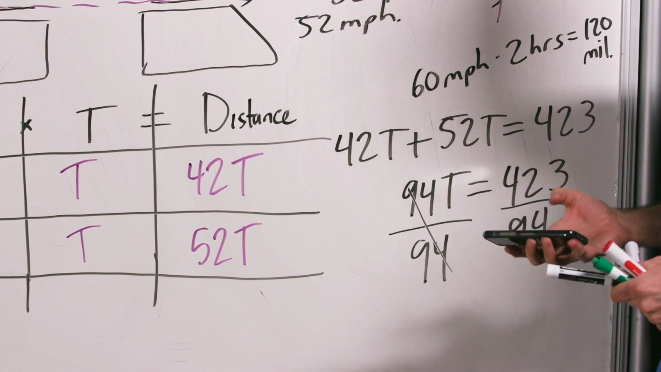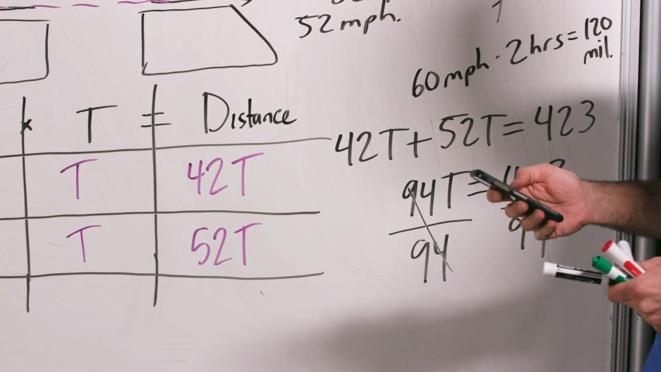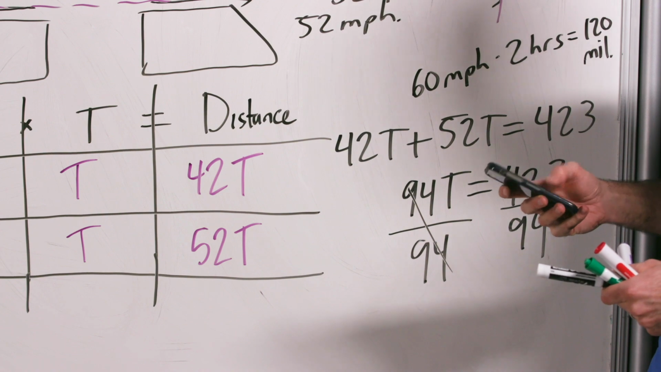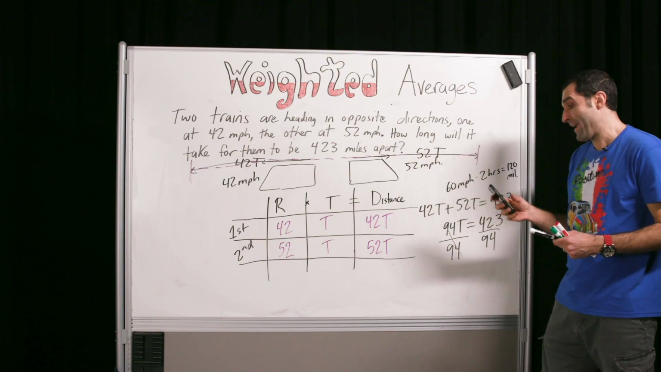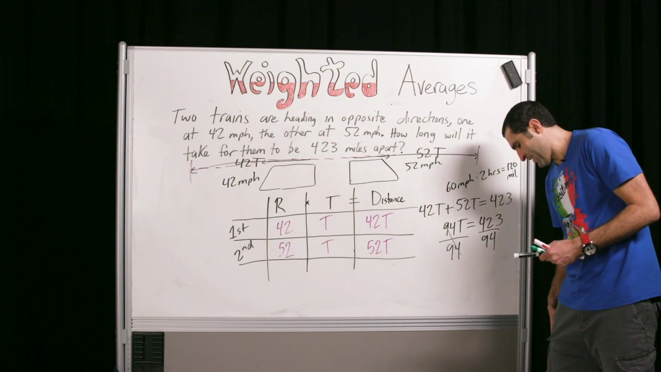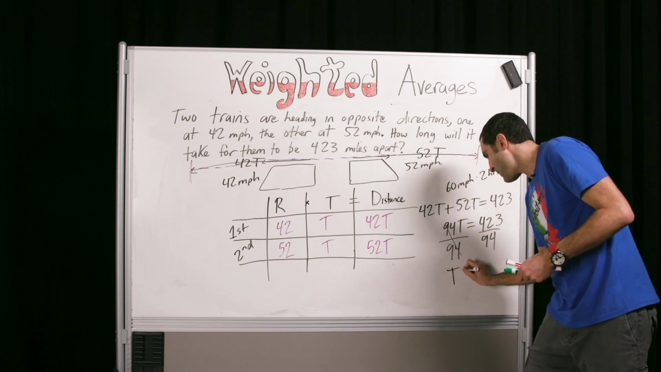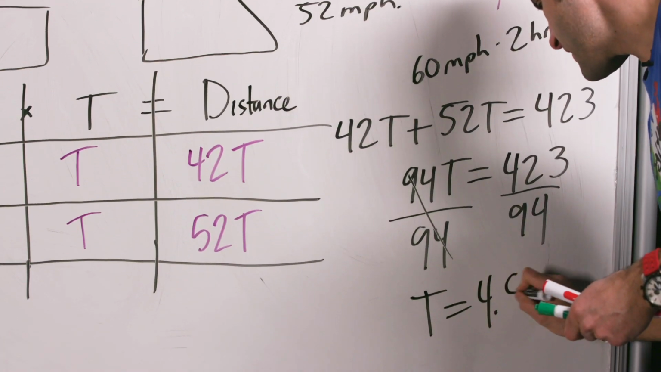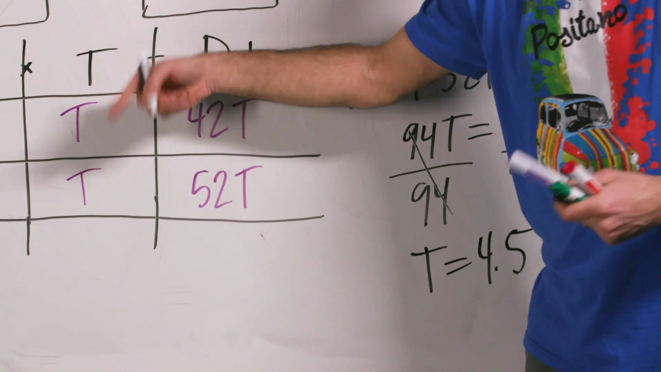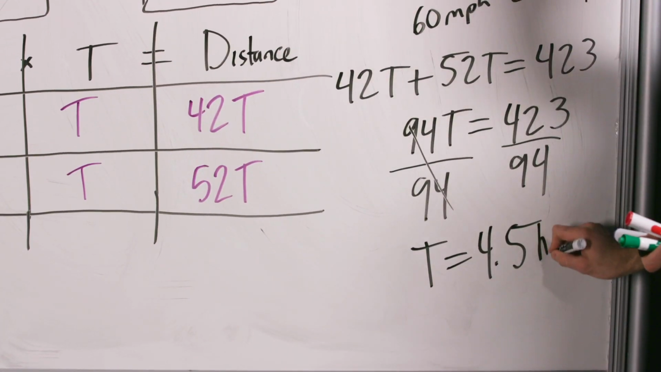And let's get the calc going. Unlock that. Here we go. 423 divided by 94. 4.5. Said emphatically. And what are we measuring? 4.5. What was T measuring? T's measuring time. Time's measured in units of hours.